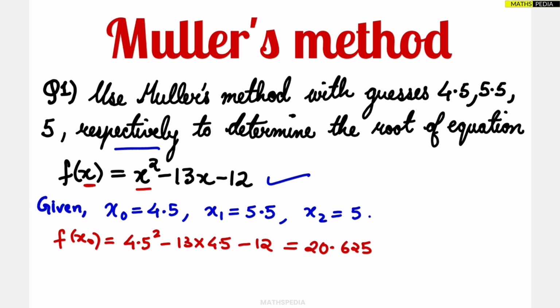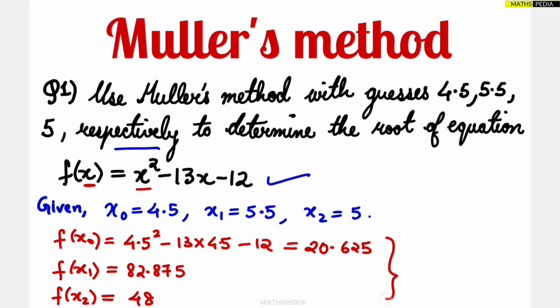Like that you have to substitute for f of x1. So 5.5 I am going to substitute, it will give you the answer as 82.875. I am not writing all the steps. Now f of x2 also you have to find out, which will be 5 you have to substitute in the equation. The answer will be 48. So three things are done. This is basically step 1. Let us go for step 2.